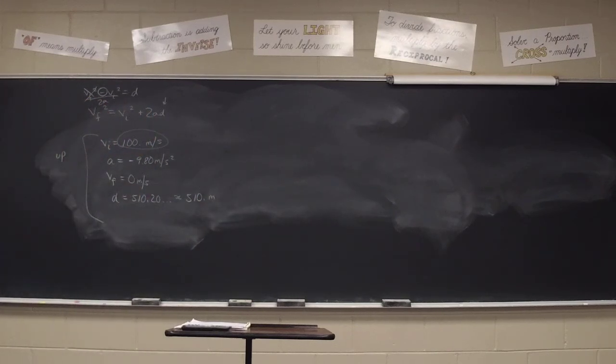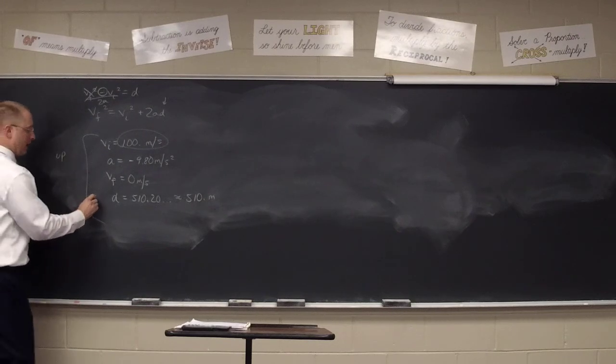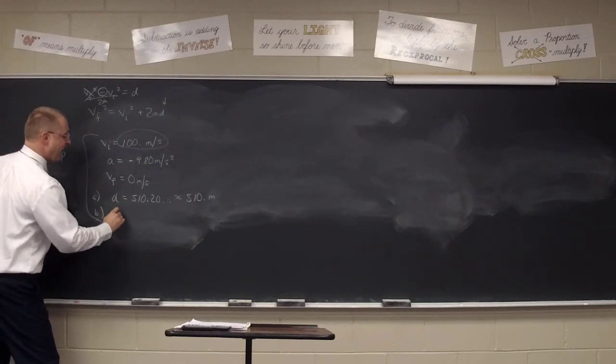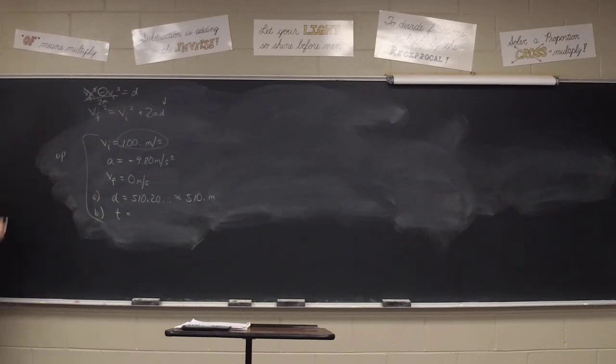I mean, that's a 17, 18, 19 story building. That's, you know, the government center downtown. So that's pretty high to shoot an arrow. All right, that's the first part, letter A. Letter B, how much time will the ascent require?